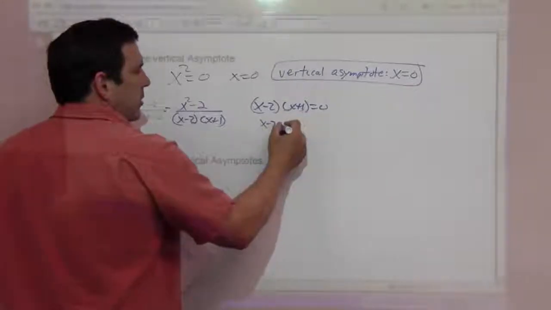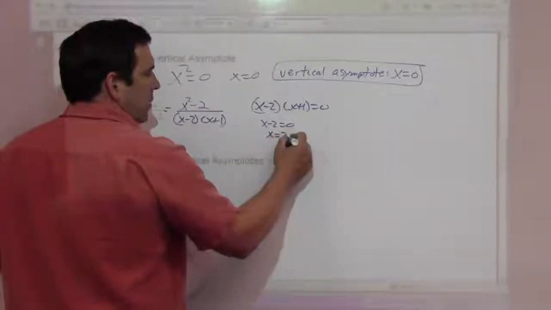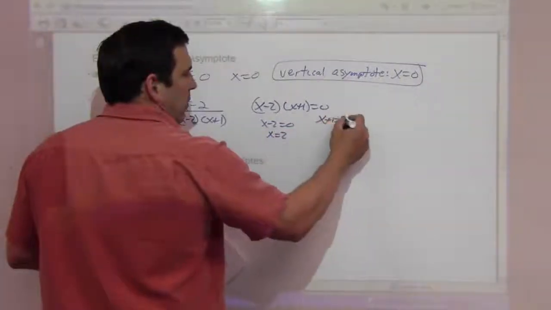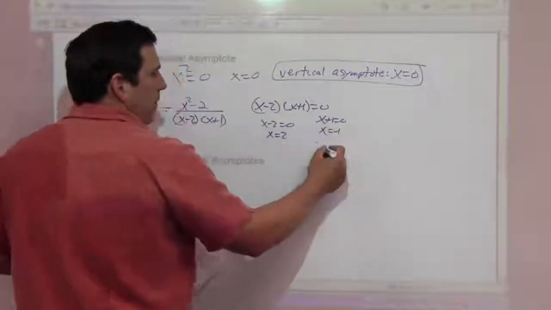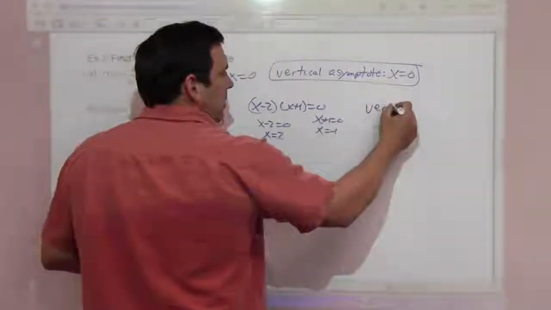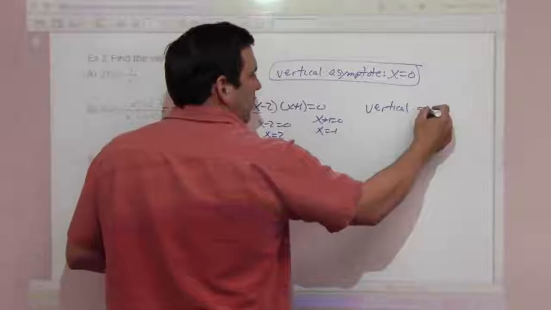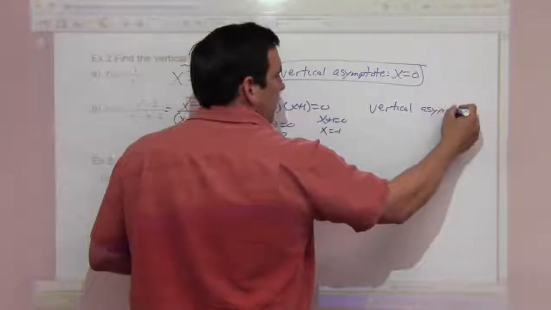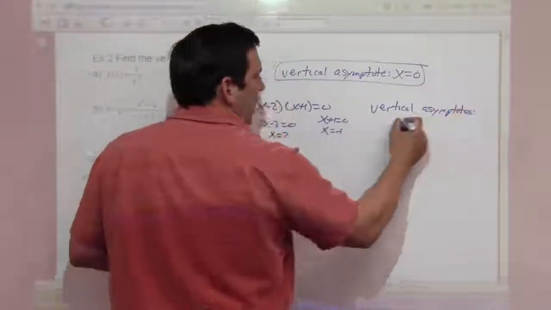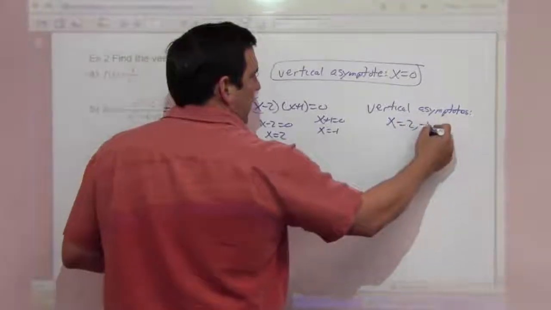So where's x minus 2 times x plus 1 equal to 0? That's where x minus 2 is 0, or where x equals 2. X plus 1 equals 0, or where x equals negative 1. So our vertical asymptotes are going to be at x equals 2 and negative 1.